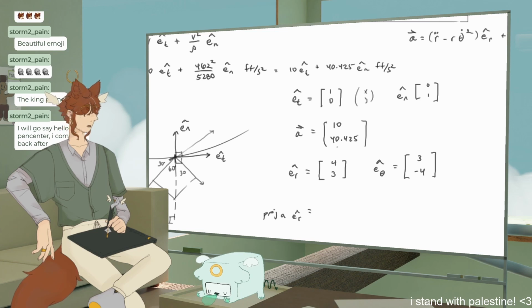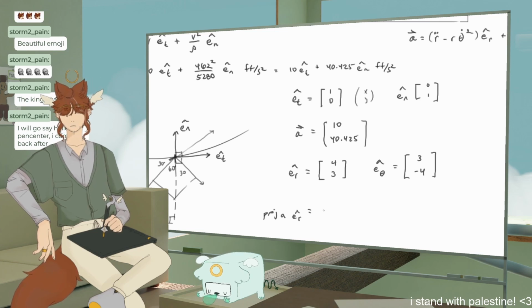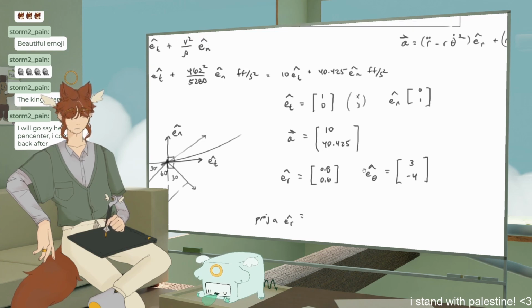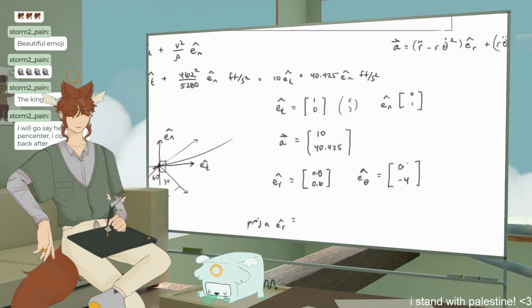My toxic trait in engineering is trying to use vectors for things that I probably shouldn't use vectors for. But I think it's kind of beautiful. 0.6. See, look how beautiful that is, 0.6. And then this one is 0.6. Great, look how much math I don't have to do.